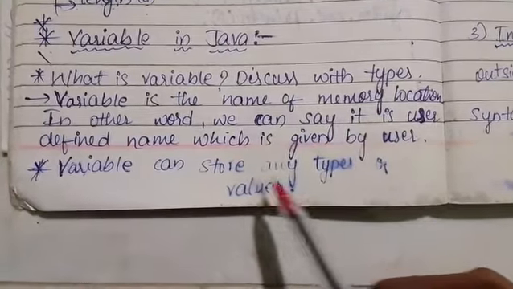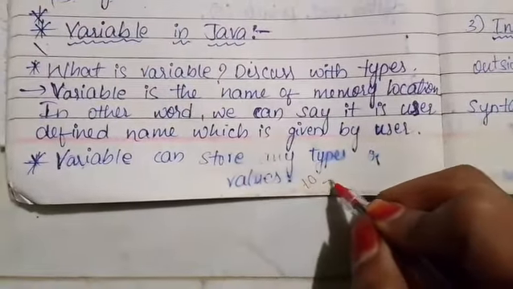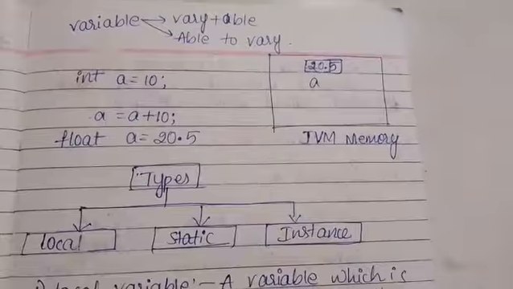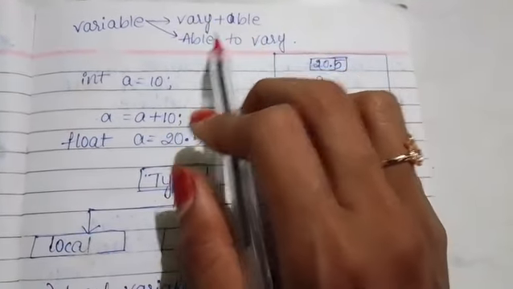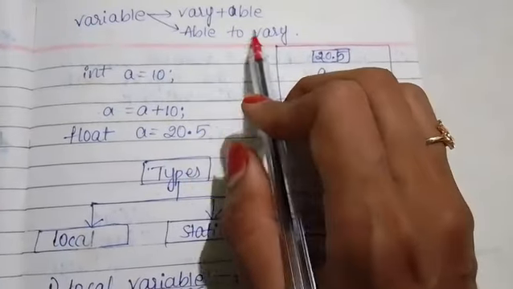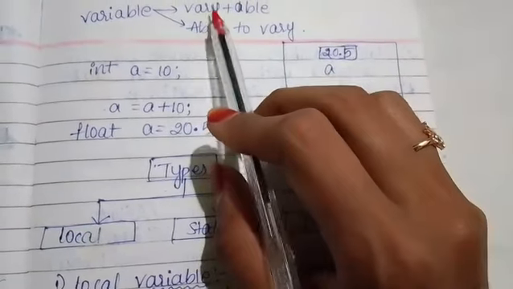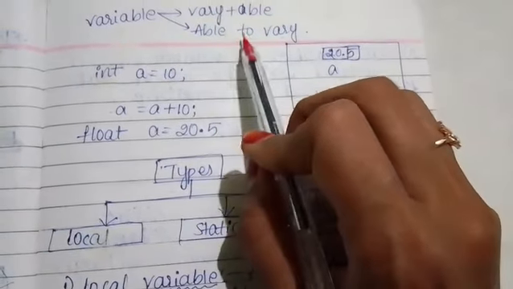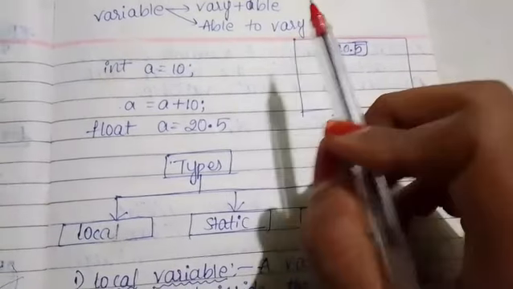The variable can store any type of value, that is numeric values, and any names can be stored. And variable means vary plus able, that is, able to vary. The value of that variable will keep on changing. It can change the value. That's why vary plus able is variable. It means it keeps on changing the value.